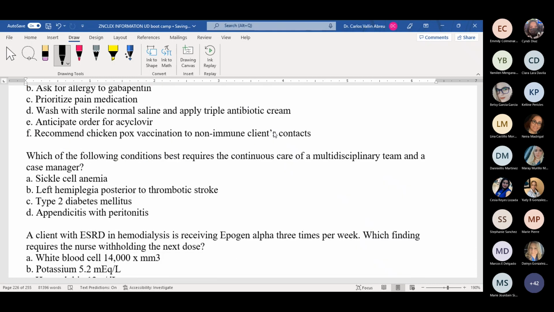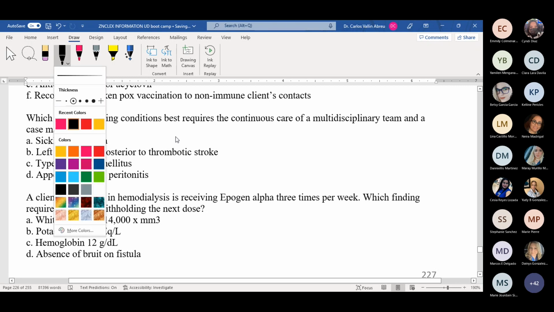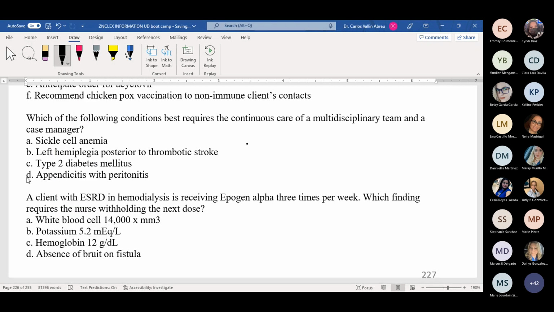Good, very good. Which of the following conditions best requires the continuous care of a multidisciplinary team and a case manager? In which of these 4 conditions is a multidisciplinary team and a case manager useful? Sickle cell anemia, left hemiplegia from a posterior thrombotic stroke, type 2 diabetes mellitus, appendicitis with peritonitis. Okay, it's C as in cat, yes, but I want to know why.